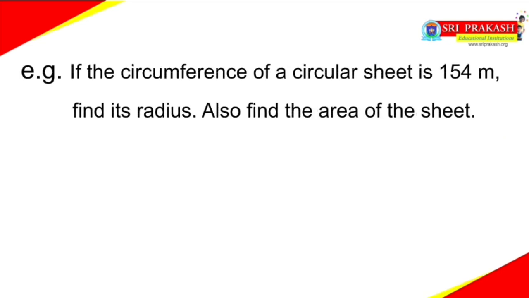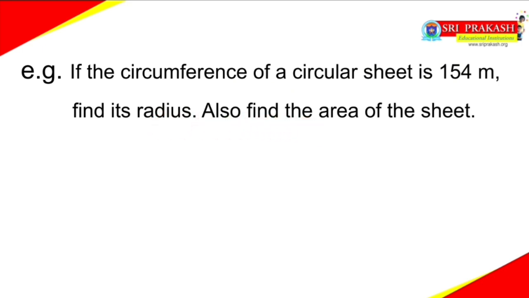Children, now let us solve some examples based on perimeter and area of a circle and semicircle. The first one: if the circumference of a circular sheet is 154 meters, find its radius. Also, find the area of the sheet. Here the sheet is in the form of a circle and the circumference is given. We need to find its radius as well as area.